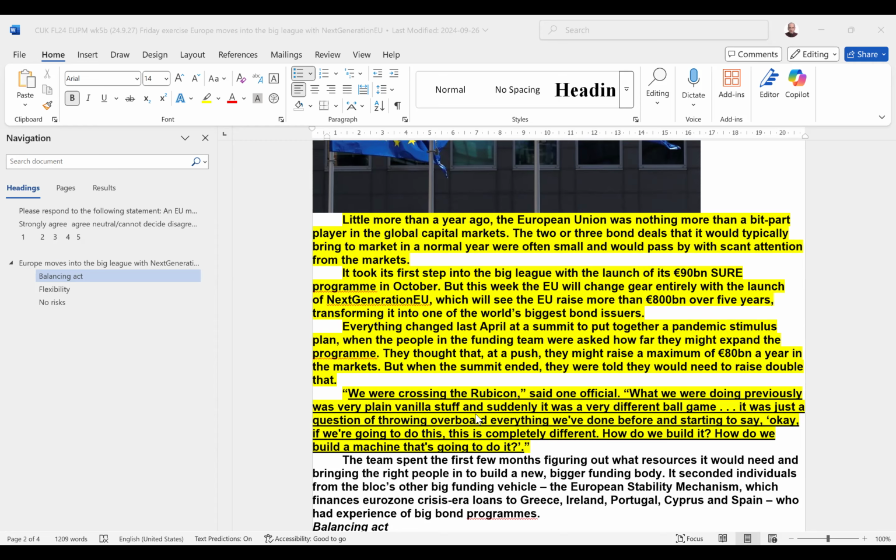What we were doing previously was very plain vanilla stuff. Suddenly it was a very different ball game. And it was just a question of throwing overboard everything that we've done before and starting to say, okay, if we're going to do this, this is completely different. How do we build it? How do we build a machine that's going to do it? So this was a big step, right?